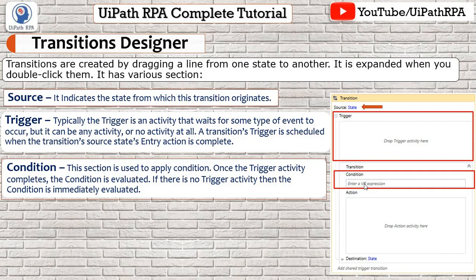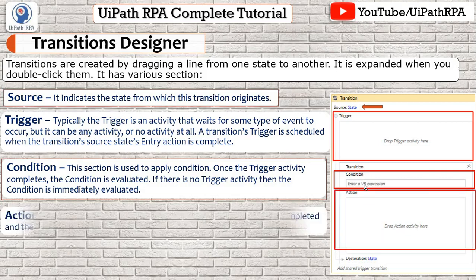If there is no trigger activity, then the condition is immediately evaluated. It means if there is no activity inside this trigger section, then it will directly execute the condition part. So as you know, if the trigger section is blank, then the condition will be executed, and if there is activity, then it will complete this first step and then start the condition section.